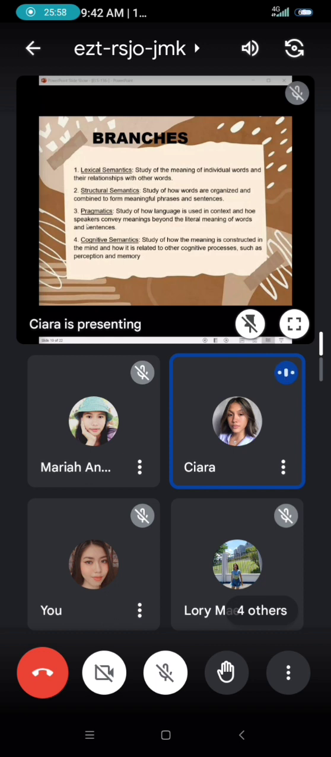Fourth, we have cognitive semantics. Cognitive semantics is the study of how meaning is constructed in the mind and how it is related to other cognitive processes such as perception and memory.